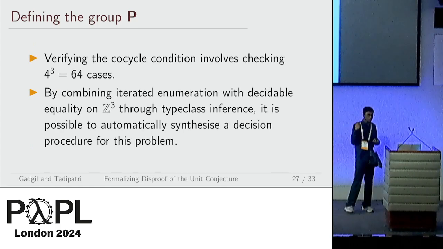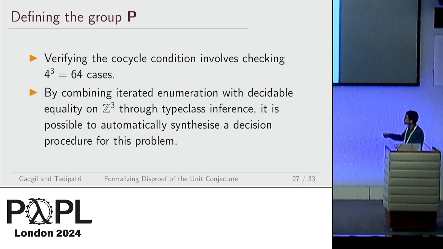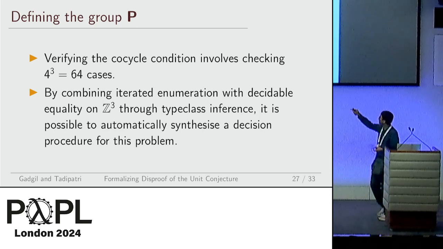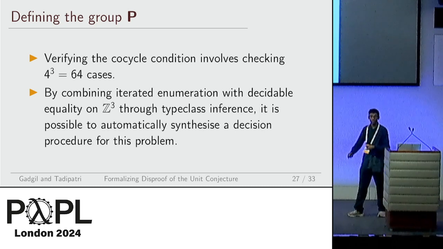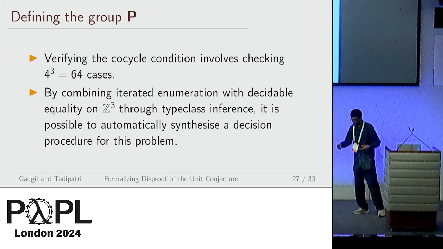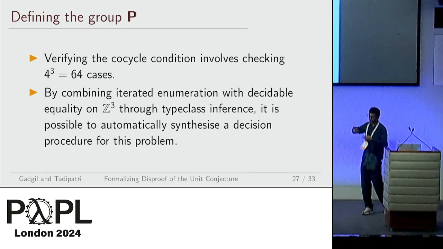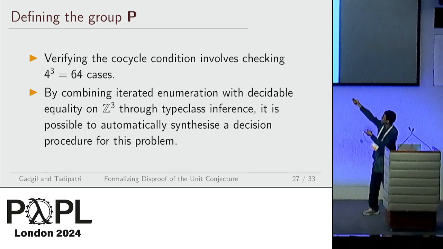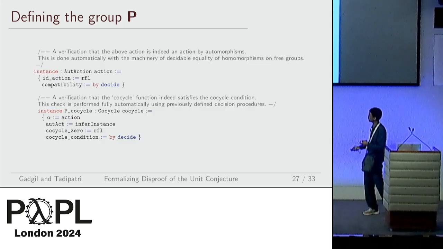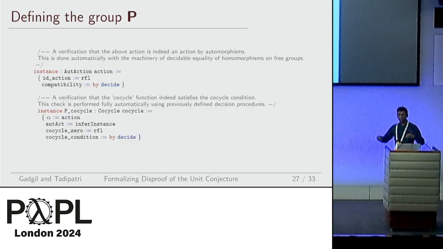The cocycle condition is a little trickier. While it's a finite problem, it involves a case check of 64 cases, which is completely infeasible to do by hand. But this is an iterated enumeration over a decidable problem, and we prove relevant lemmas to bootstrap and synthesize an algorithm for this through type class inference and previously established general decision procedures. So once we've set up the background for this, verification actually turns out to be not too hard.